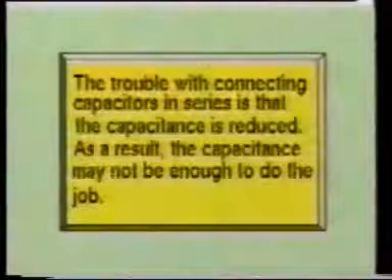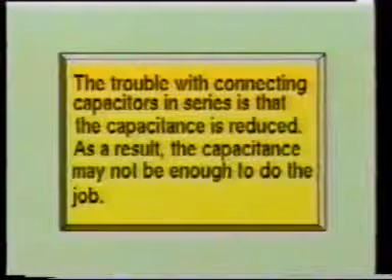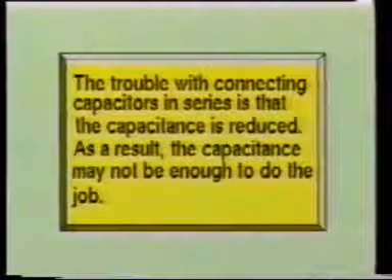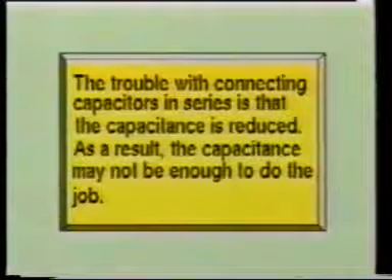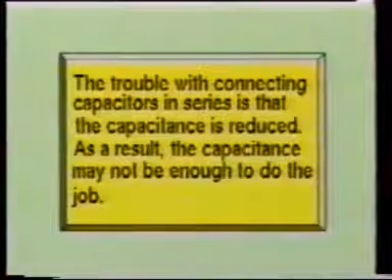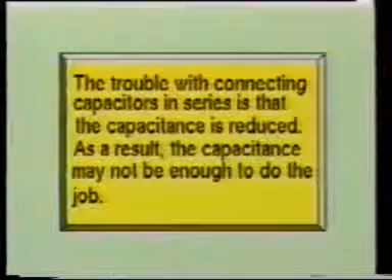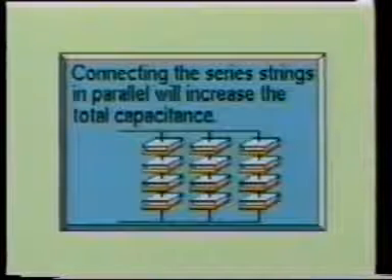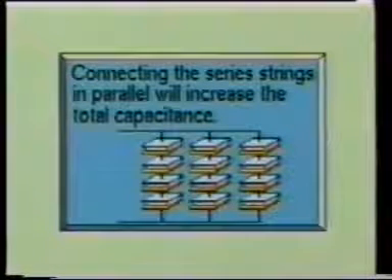The trouble with connecting capacitors in series so they can be used at a higher voltage is that capacitance is reduced. As a result, the capacitance may not be enough to do the job. This problem can be overcome by connecting in parallel as many series strings as are needed to provide sufficient capacitance.